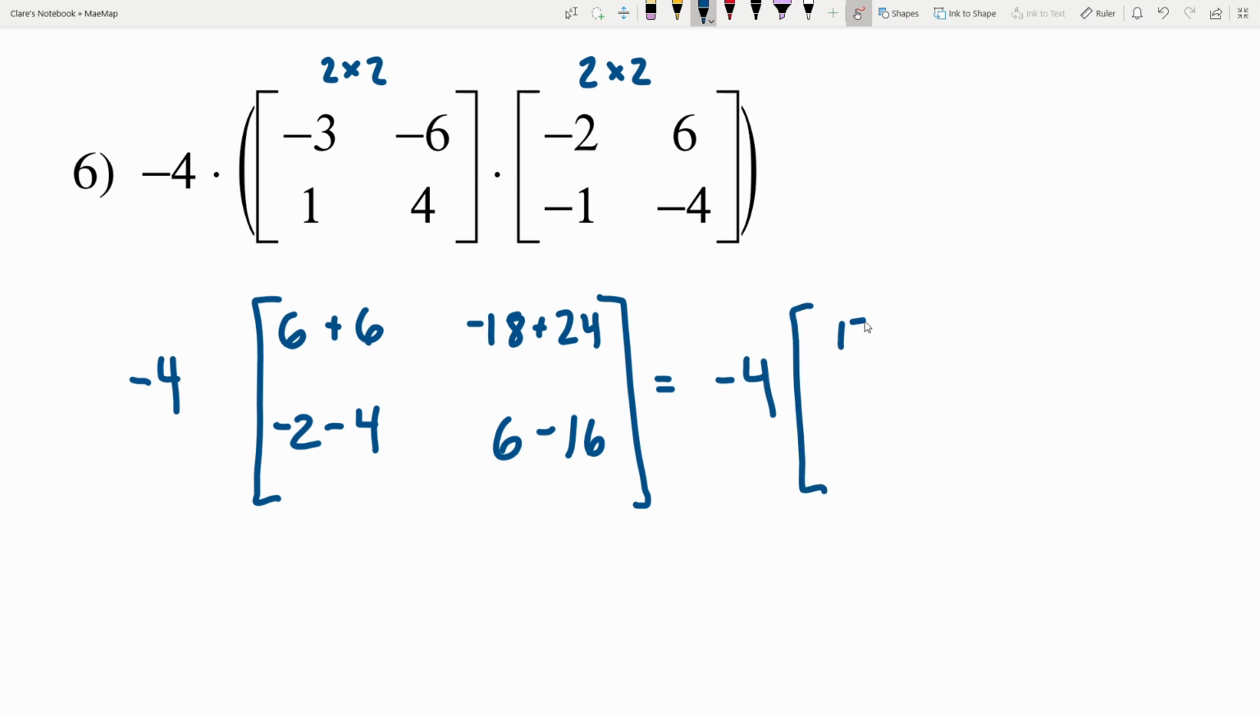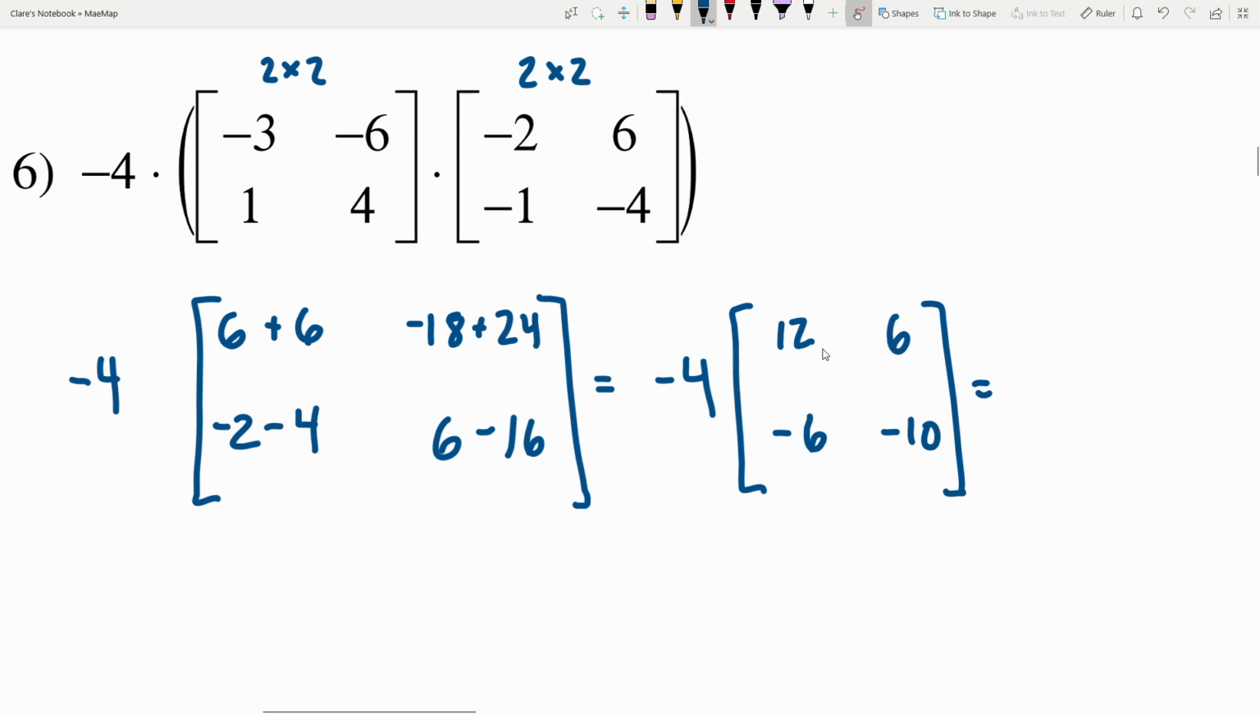6 plus 6 is 12. -18 plus 24 is a positive 6. -2 minus 4 is a -6. And then 6 minus 16 is a -10. So now when I go to scale this matrix, I simply multiply -4 to each of my entries.